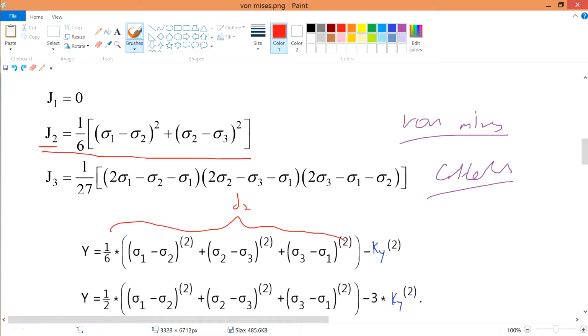But why do we take J2? Why not take J3? Why do we put J2 over here? It's because, as you can see, this thing is in terms of the order of square, which is very big. And a very big term plus a very big one divided by 6 will give you a bigger number than dividing by 27. You get what I mean? So you're dividing by 27 compared to dividing by 6. This value will always be larger than J3.